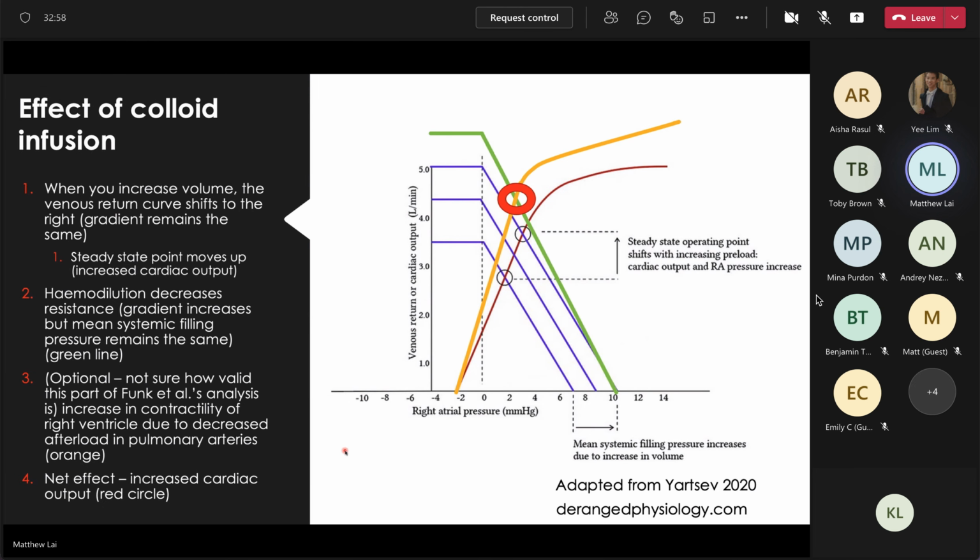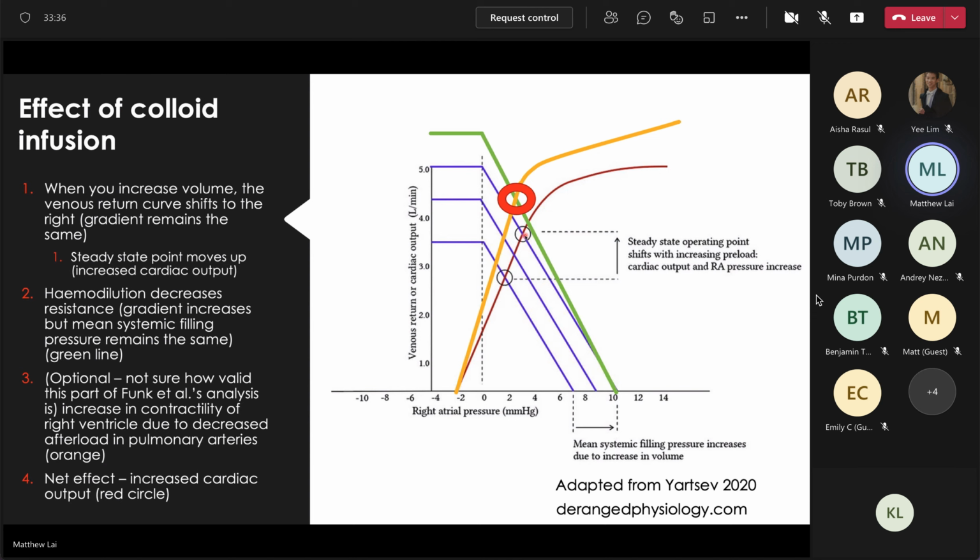So let's say you give IV fluids. That's essentially what colloid means in this situation. So when you increase volume, your venous curve shifts to the right, as we remember. So let's say we start here, shifts to the right. This is our new curve. But what can happen is that when you administer IV fluids, you get hemodilution. Because when you think about it, when we give someone IV fluids, it's not like we're giving them more red blood cells as well. So this sort of dilutes the blood.